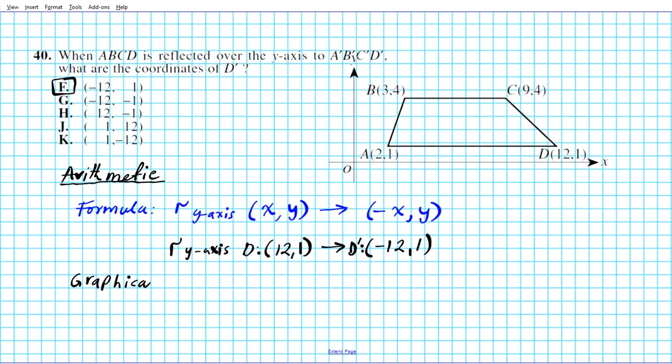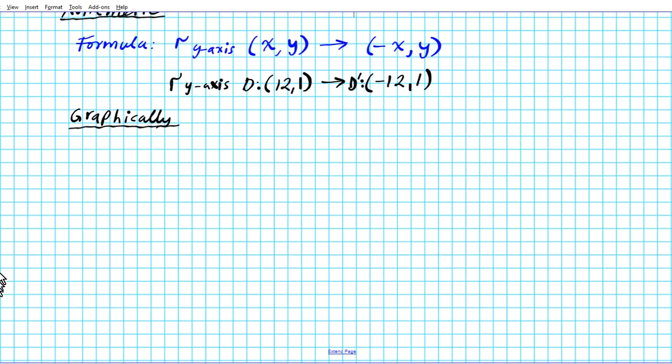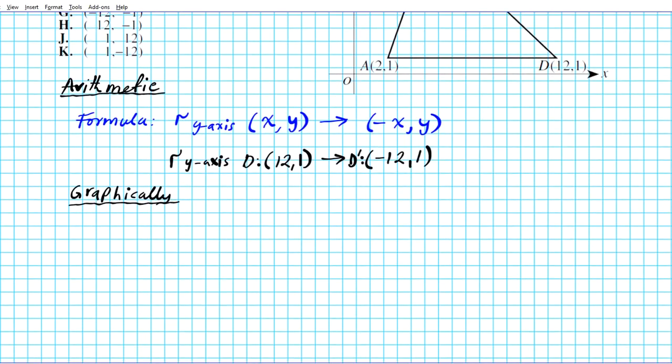Okay? So graphically, you just have to visualize what's happening here. If you have a point, so let's say this is my y coordinate and this is my x coordinate right here. Point D is (12, 1). So 1, 2, 3, 4, 5, 6, 7, 8, 9, 10, 11, 12. (12, 1) is right here. That's point D. That's the only point I'm reflecting, so I don't have to draw the entire trapezoid. 1, 2, 3, 4, 5, 6, 7, 8, 9, 10, 11, 12.